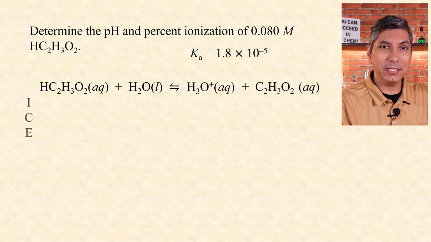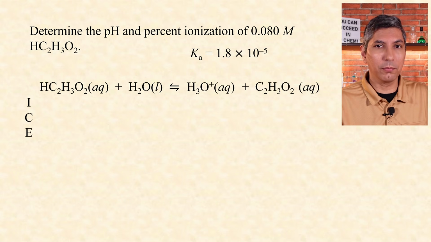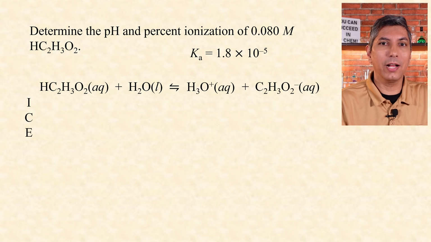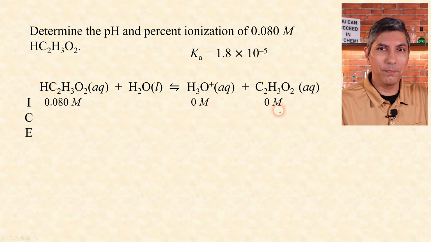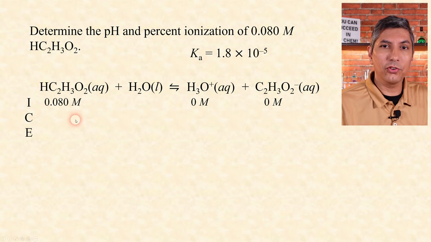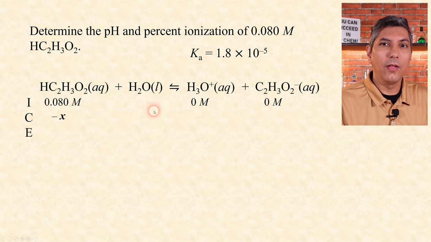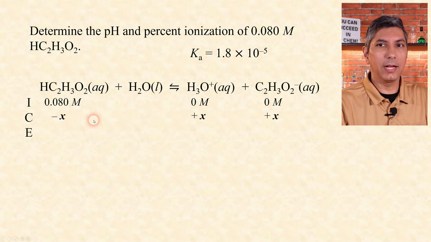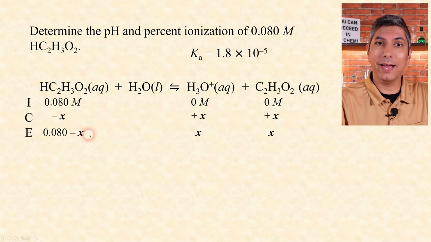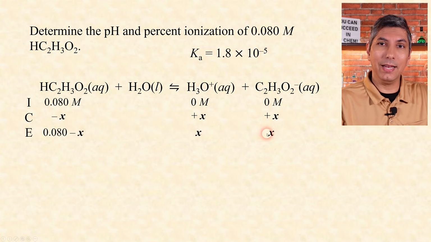We can set up an ICE box, since this is basically an equilibrium problem. The initial concentration of the acid is 0.08 molar. The initial concentration of the products is 0. If the acetic acid concentration goes down by X, the products will increase by X. Our equilibrium concentrations are 0.08 minus X, X, and X.